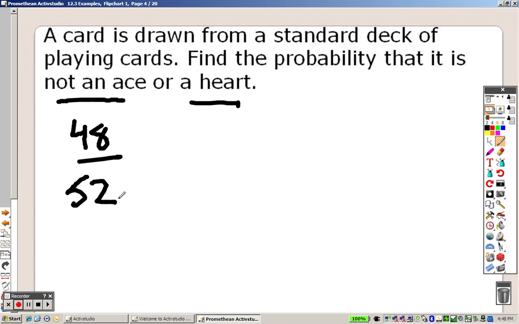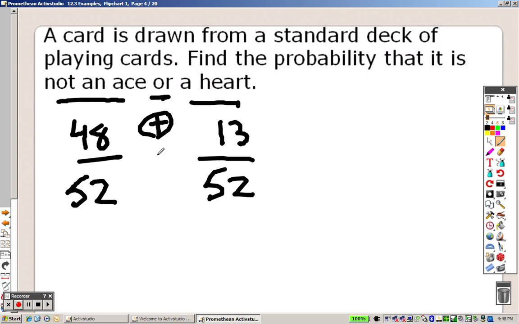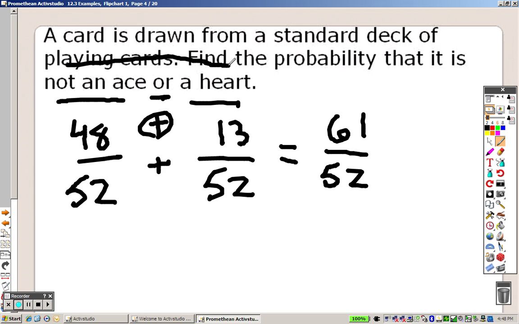48 out of 52 are not an ace, and or a heart, there are 13 out of 52 that are a heart, and "or" does mean I add them together. And I was right. I do get over 100%, which you can't have. However, you have to take out what's in common. How many cards are both of these? How many cards are hearts and aren't an ace?